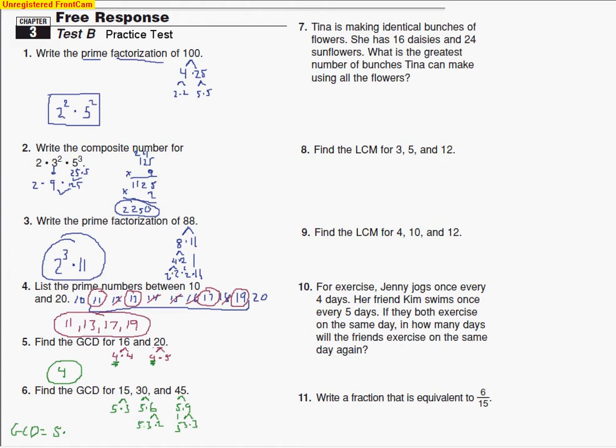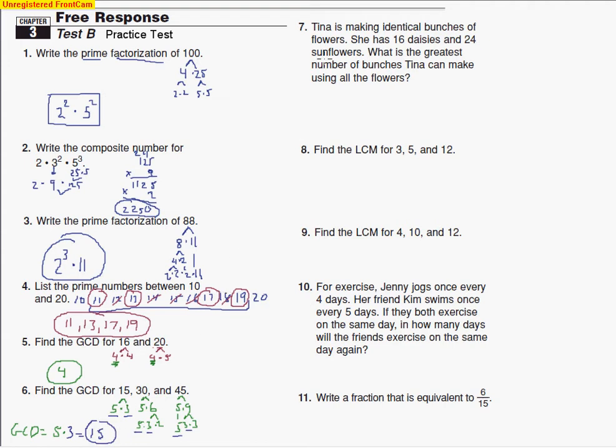So let's see if they have anything else in common. Well, they all have the 5, we saw that, but they also all have a 3. You see how each of them has at least one 3. This one has 2 3s, but they don't have 2 3s in common, only 1 3. This one only has 1 3, 1 3, 1 3. This one has a 2, but none of the others have a 2. So we also have to multiply by that 3. So 15 is the greatest common divisor.